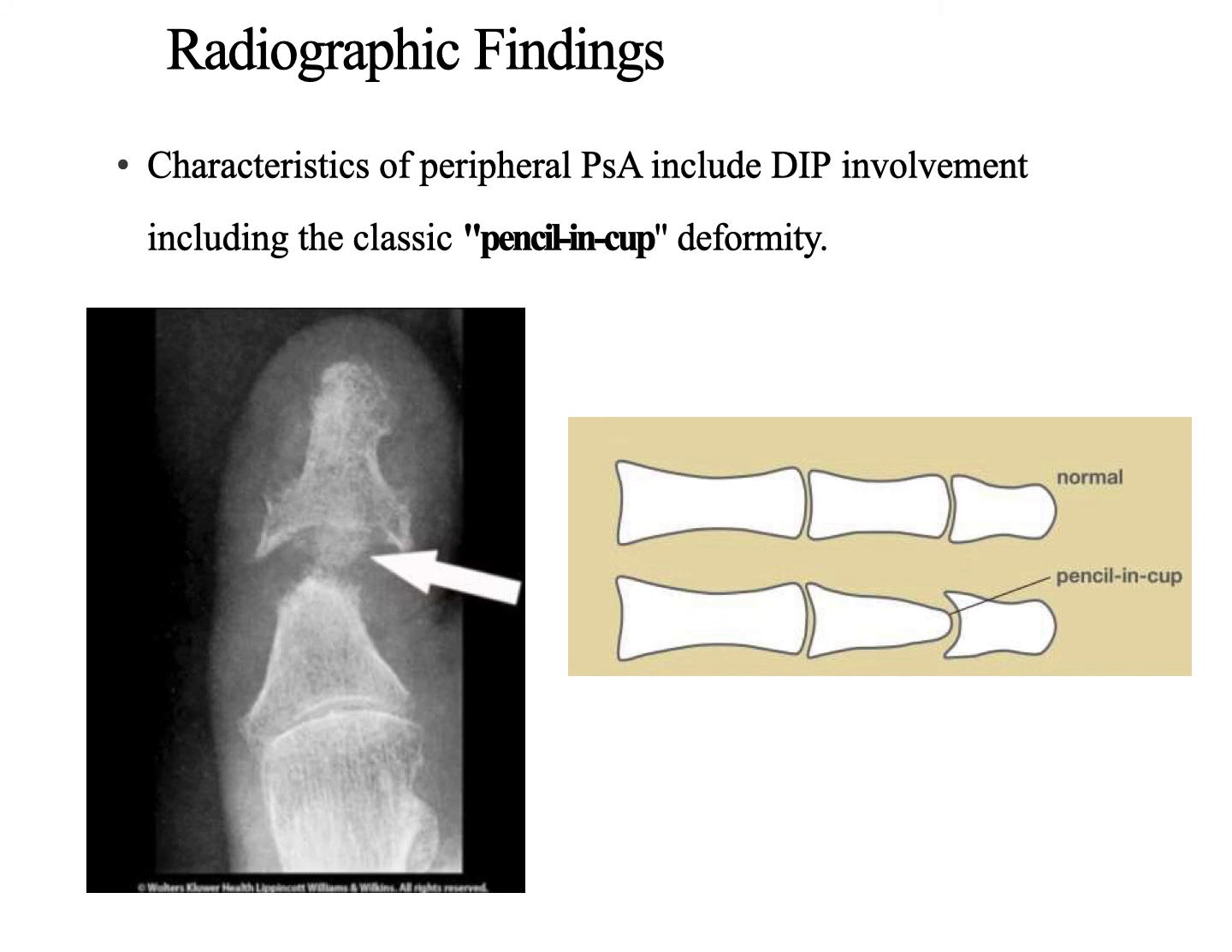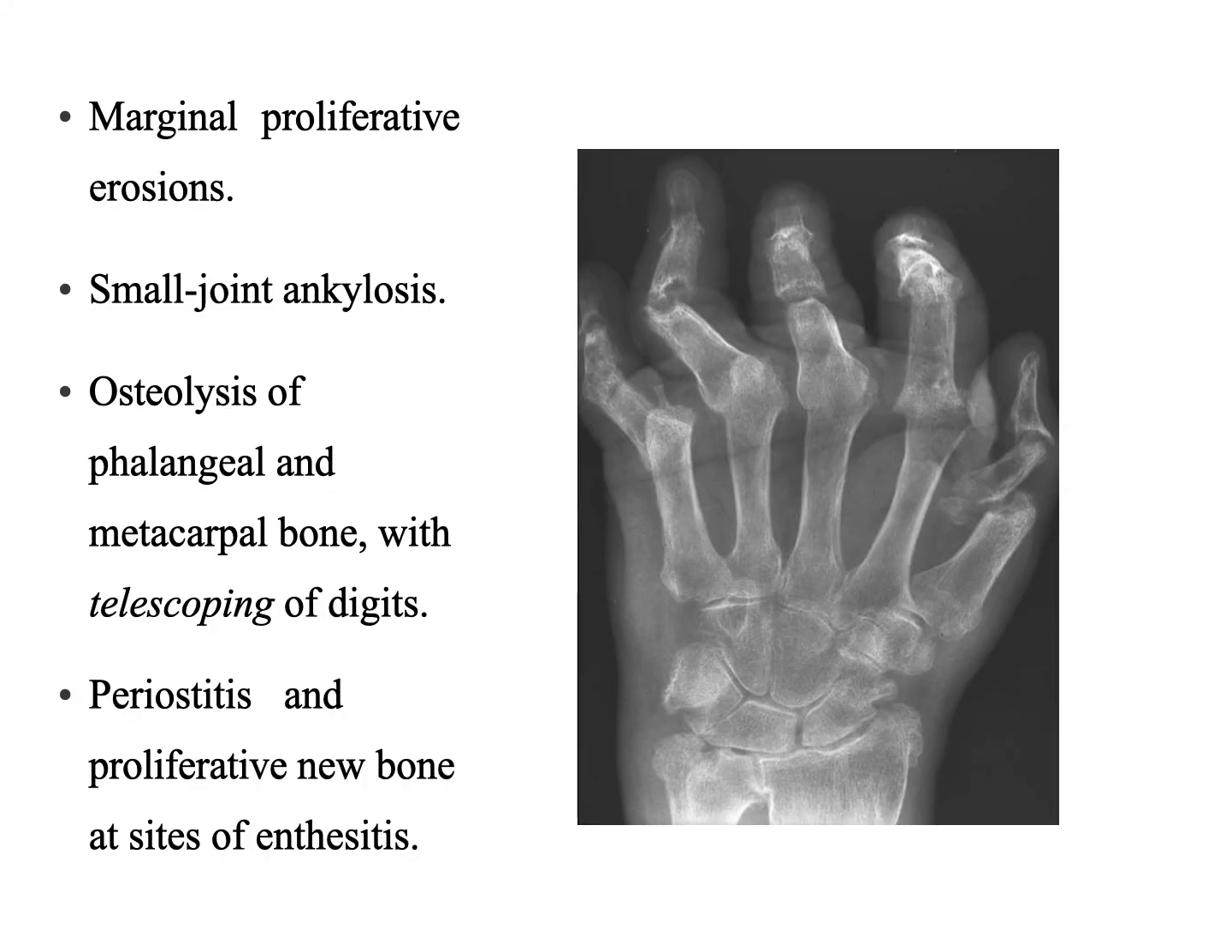Radiographic findings characteristic of peripheral psoriatic arthritis include DIP joint involvement, including a classic pencil-in-cup deformity. Marginal proliferative erosions, small joint ankylosis, osteolysis of phalangeal and metacarpal bone with telescoping of the digits, periostitis and proliferative new bone at the site of enthesitis are seen.